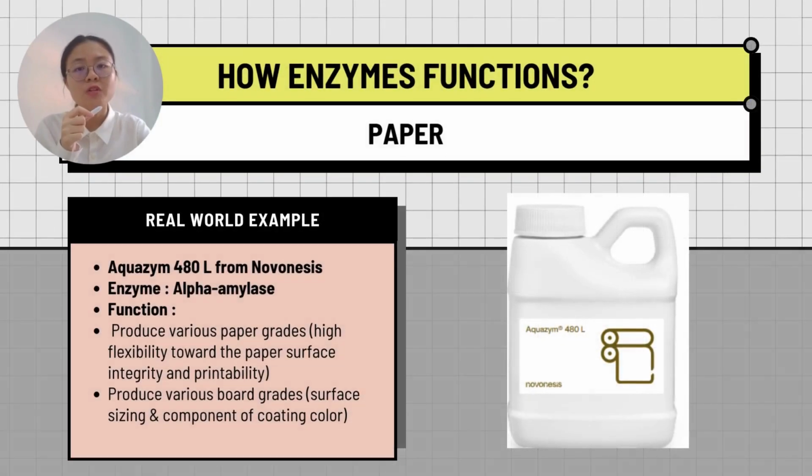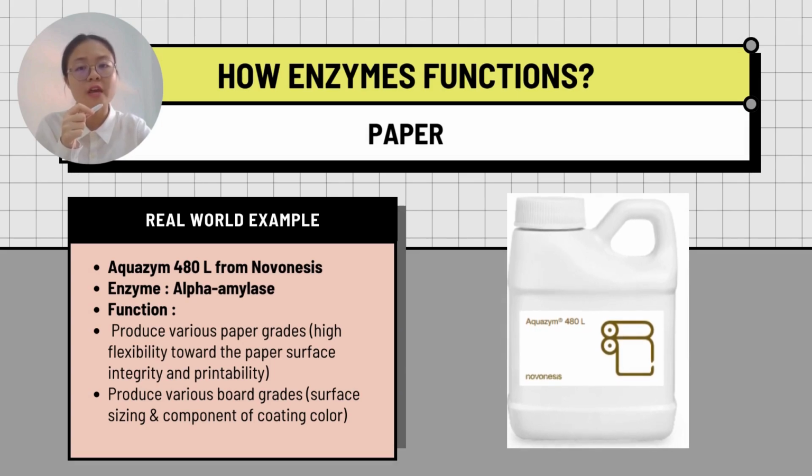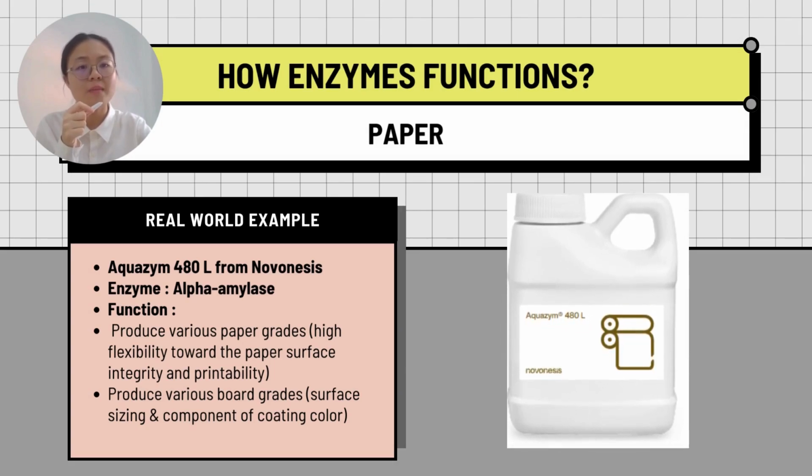In real life, Novonesis has produced a product, Quasia 480 L, which contains alpha amylase. This enzyme enables the production of various paper grades by enhancing surface integrity and printability. It is also used to create board with different grades through surface sizing and coating, improving the smoothness and durability of the board.